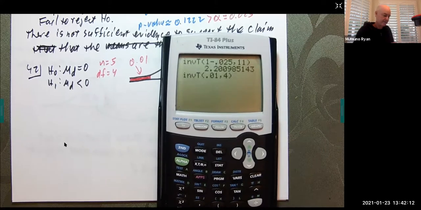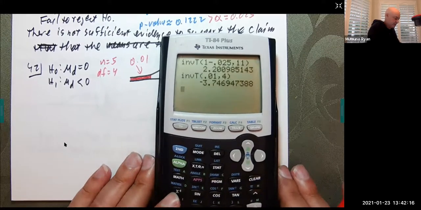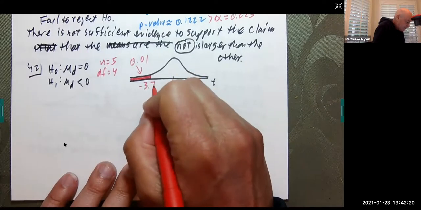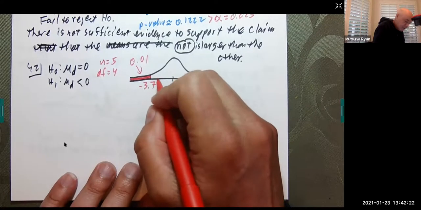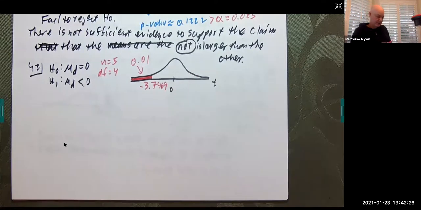Let's see what we get. Ooh. Negative 3.7469. All right, so that's our critical value. Let's find our test statistic now.